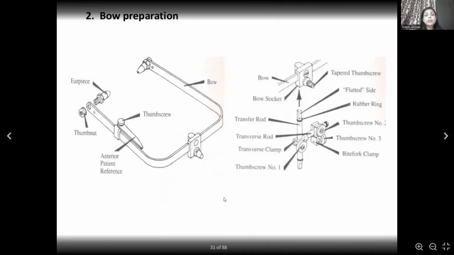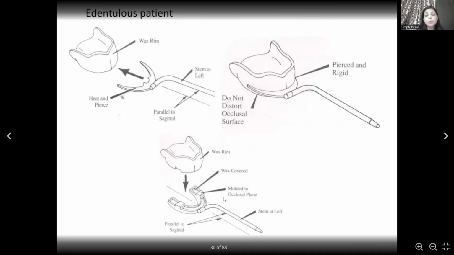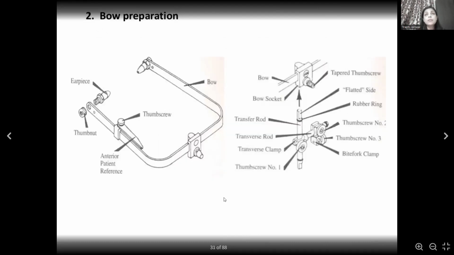For bow preparation, this U-shaped frame is attached to the bite stem of the bite fork. First, we'll insert the stem of the bite fork into the patient's mouth, and we should see that it coincides with the maxillary midline and with the midline of the patient's face. Viewing from the side and from the front, it should be parallel and straight, not tilted, because if it is not straight or parallel, then it can affect the recording.